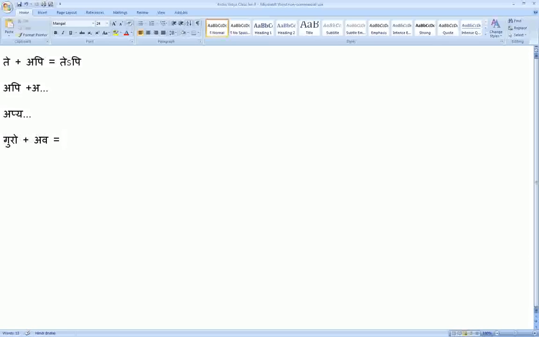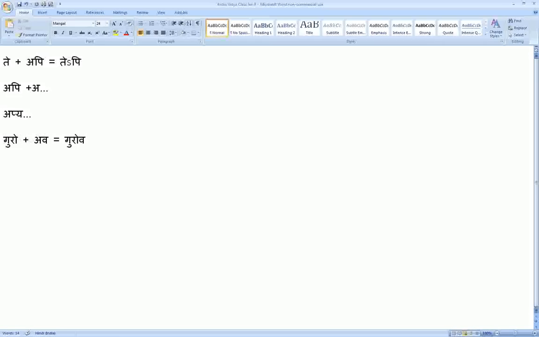So now what happens is that there is this symbol called the avagraha, which is used to indicate this loss of the a. Now this avagraha has no value for pronunciation, which is very important. So when you pronounce, you should not include that a in the pronunciation. So you should say "guro va", not "guro ava". In fact, in the old palm leaves, there was no avagraha.